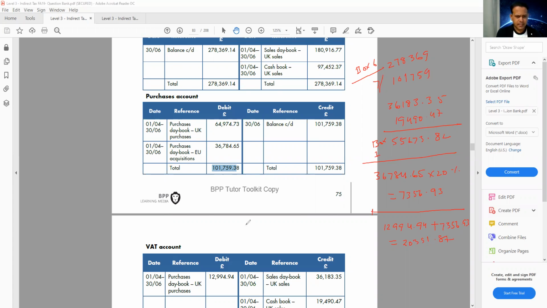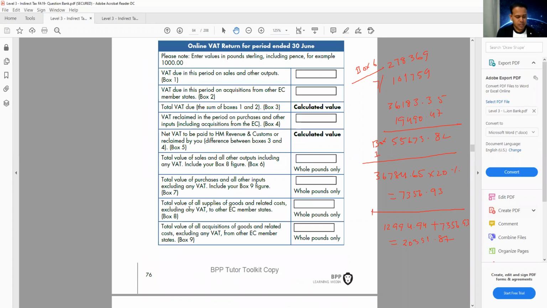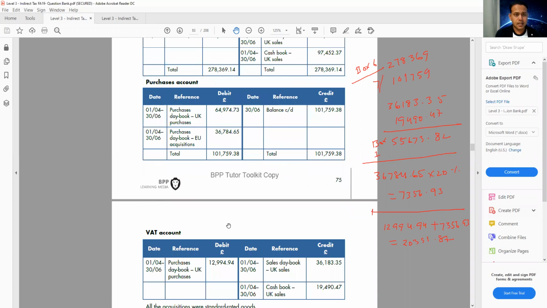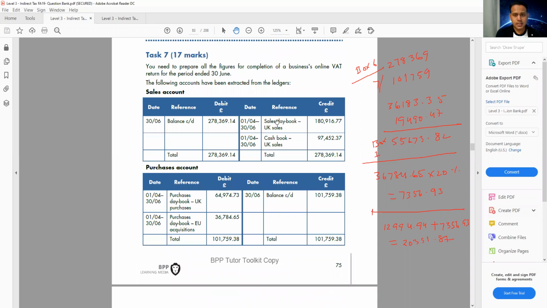Okay, so let's move on to the next one. We have box 8, total value of all supplies of goods related to EC. We didn't sell anything to an EC country, did we? From the sales account, we can see all the sales we have are in the UK. We don't have any sales for the EU. So box number 8 is actually 0.